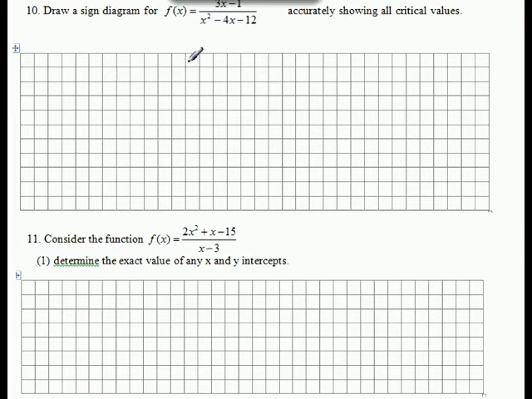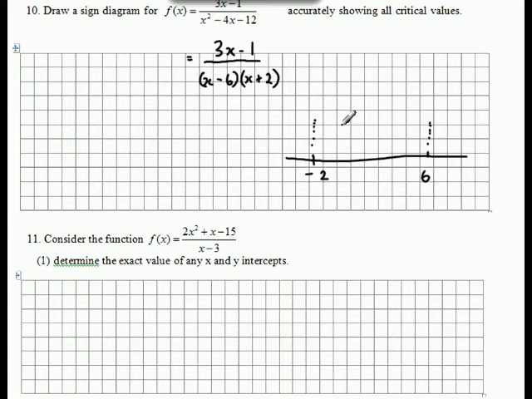Alright, so this one can be done partly on the calculator, but we can factorise the denominator here into 2 linear factors, x times x, and then we've got 6 and 2, so -6 and +2 would work. And therefore, my critical values are the vertical asymptotes, which are at 6 and -2. Now these are asymptotic and therefore dotted lines.